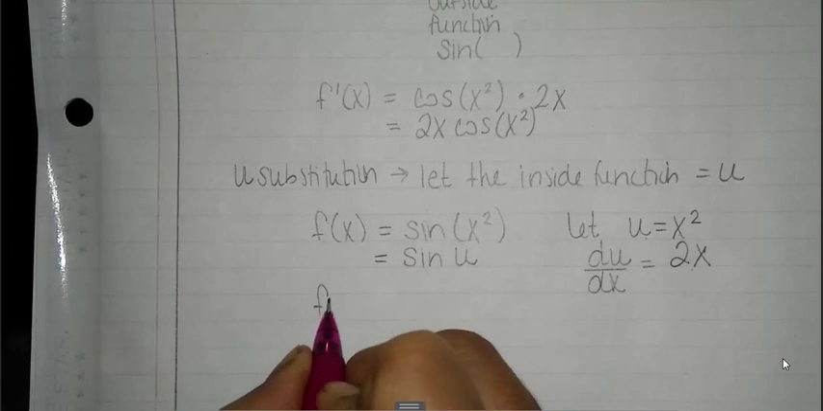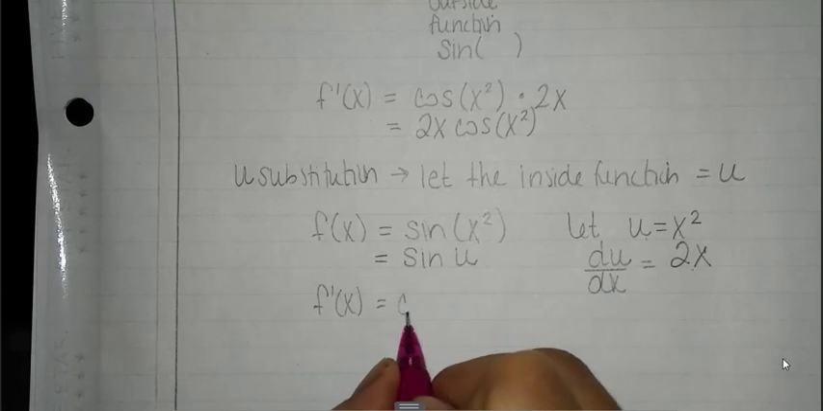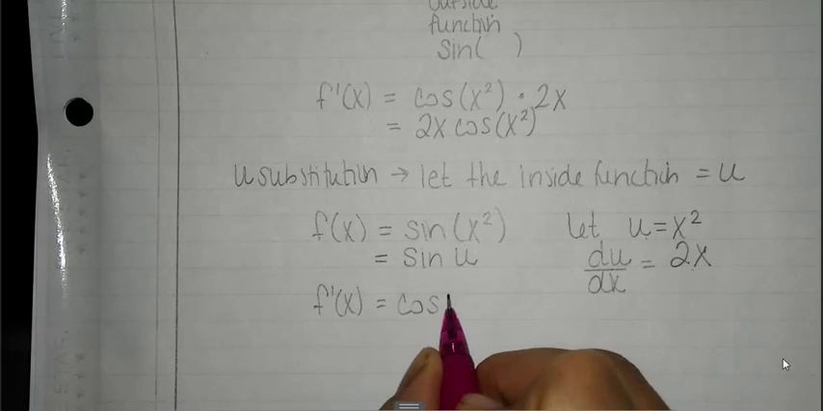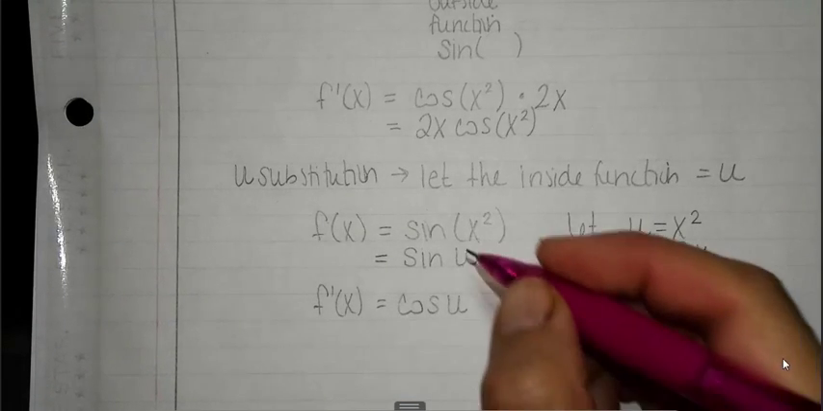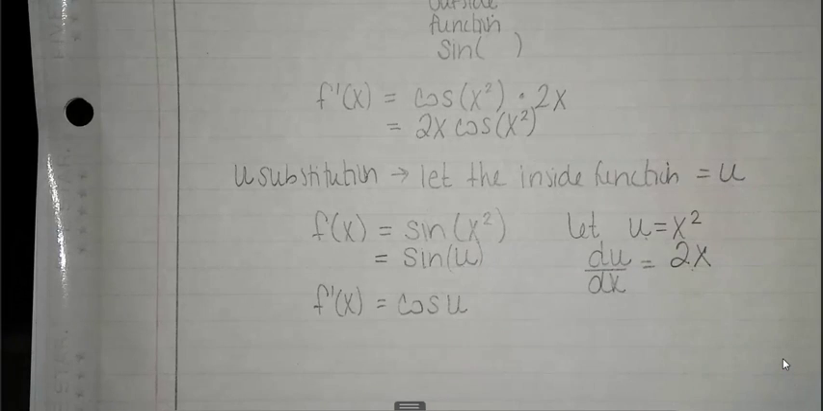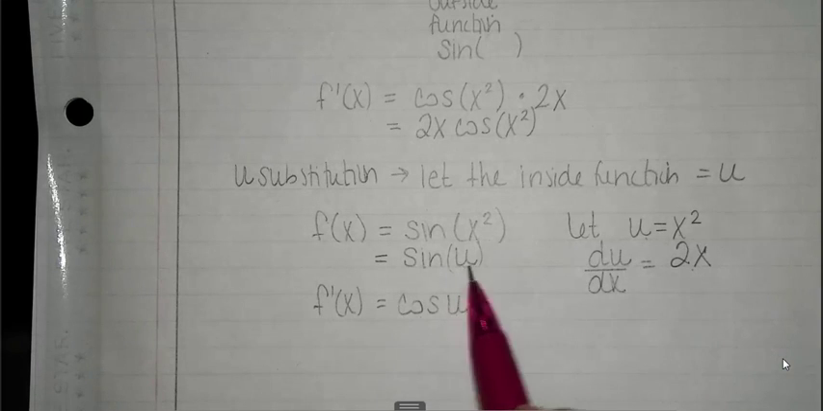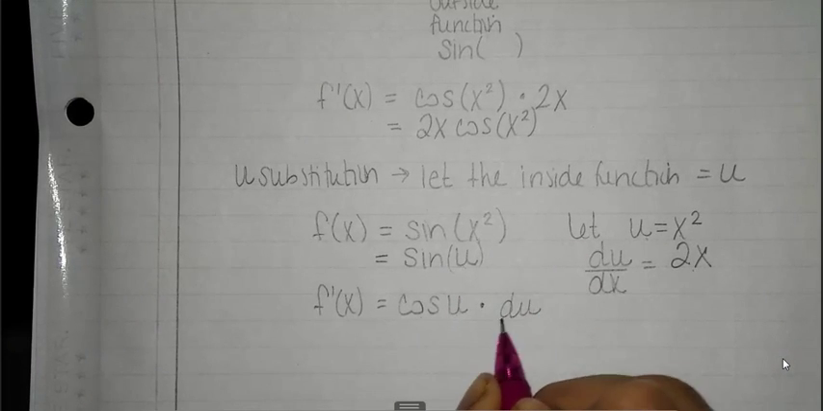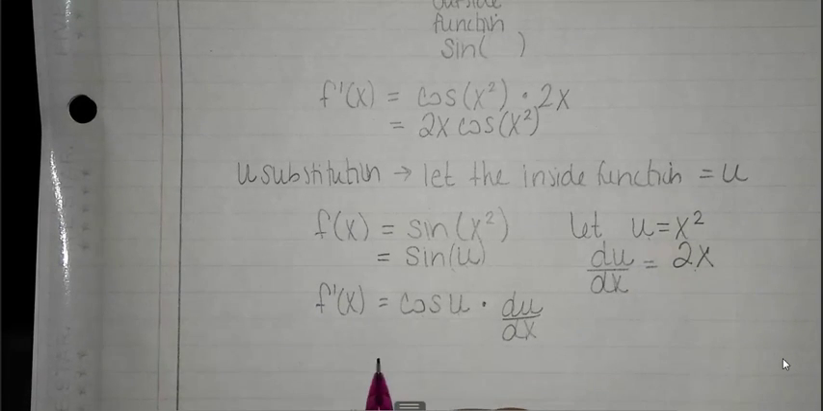So then when I do f prime of x, I take the derivative of sine, which is cosine, leave the inside function alone, so it's cosine u, and those parentheses are arbitrary. I like them because they show me what my inside function is, but you do not have to have them. Okay? So I'm going to do the derivative of the outside function times the derivative of my inside function, which is du dx. And now I go back through and I substitute.